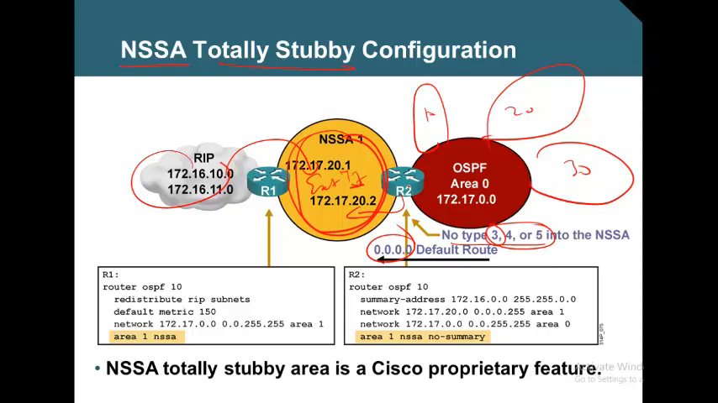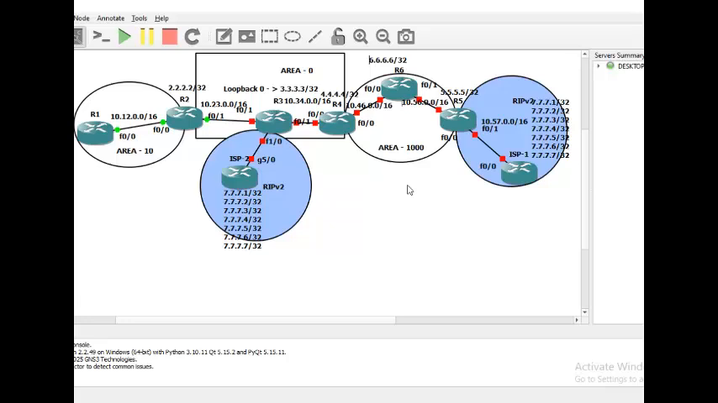What is the difference between totally stub and not so totally stub? Anyone? Try to keep it very simple answer. What is the difference between totally stub and not so stubby area totally stub? What is the difference between these two? Not so stubby area, we will have type 3 and type 7. Not so stubby area, totally stub, we will have type 7, but no type 3, type 4, type 5.